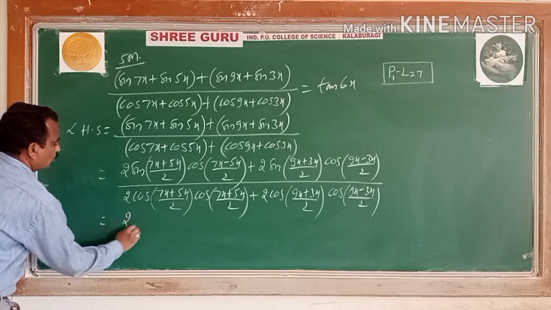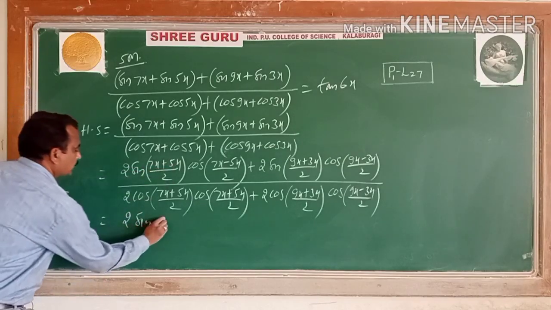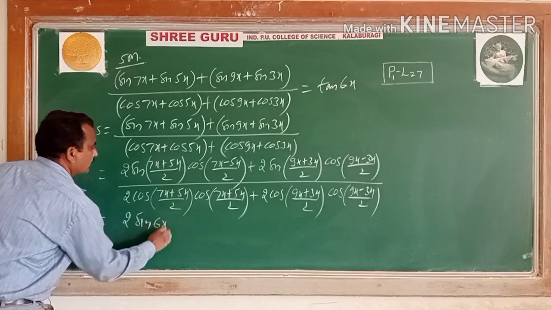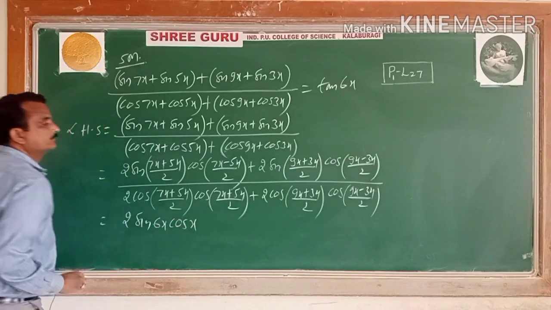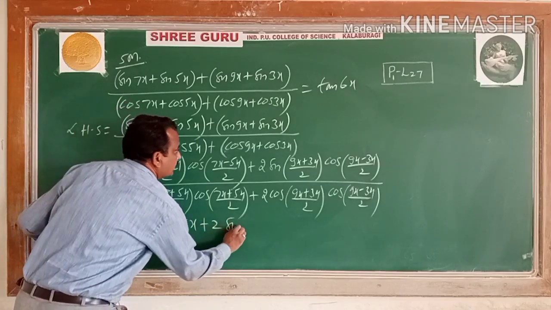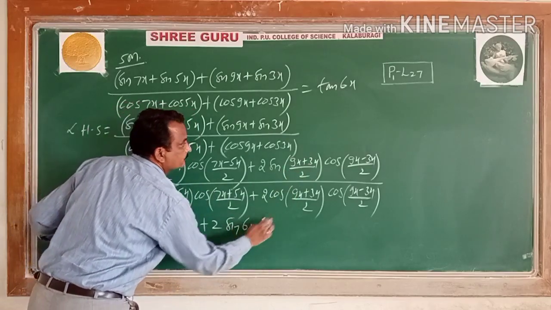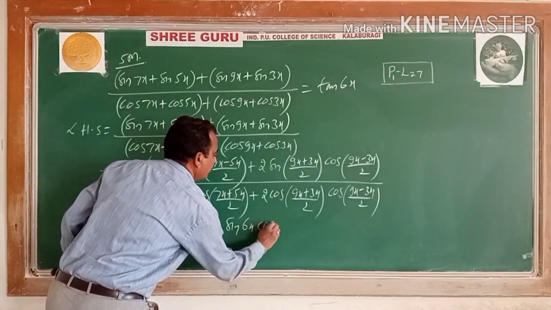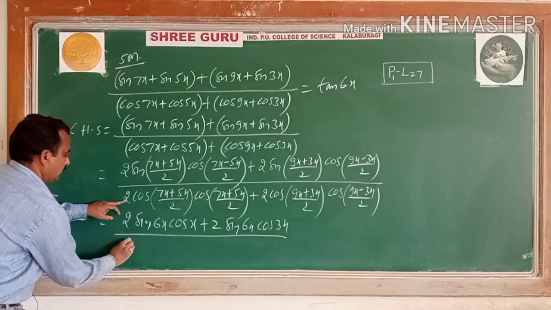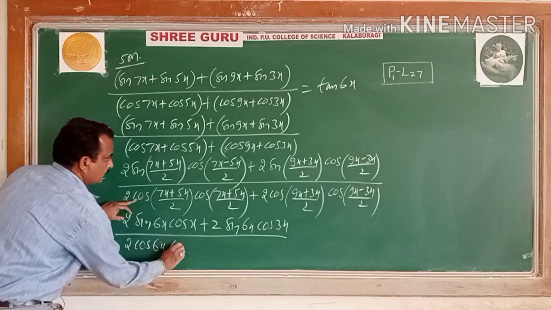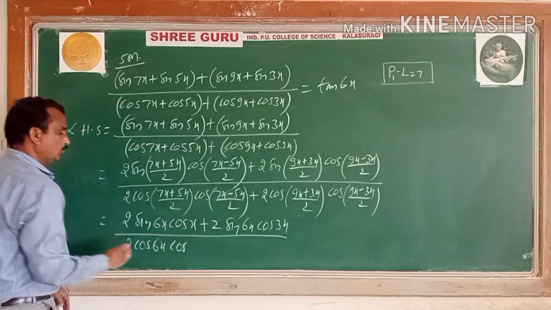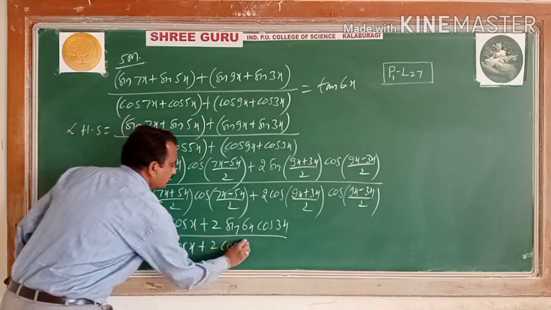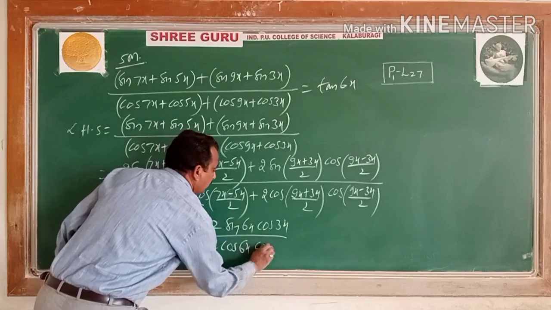On simplification, 2 times sin of 12x by 2, that is 6x, into cos of x, plus 2 times sin of 12x by 2, 6x, into cos of 9x minus 3x by 2, that is 3x, cos of 3x, whole divided by 2 cos 6x, into cos of x, plus 2 cos of 9x plus 3x, 12x by 2, 6x, into cos of 9x minus 3x by 2, that is 3x.